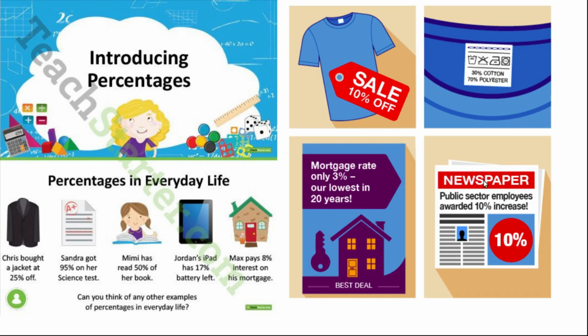And then we have one more example: public sector employees awarded a 10% increase. So again we have a percentage increase. What is this 10% increase? Whatever the amount of salary they used to get, on that they are getting a 10% rise. If they are getting 1,000 rupees, a 10% rise is 100 rupees. So next month they will get 1,100 rupees. Again we have percentage here.